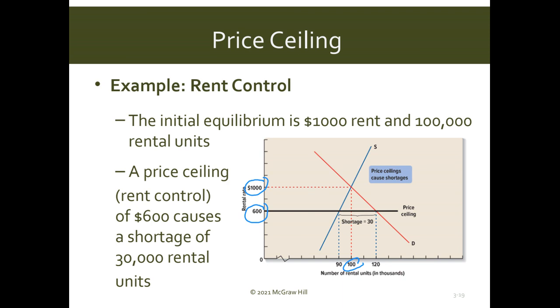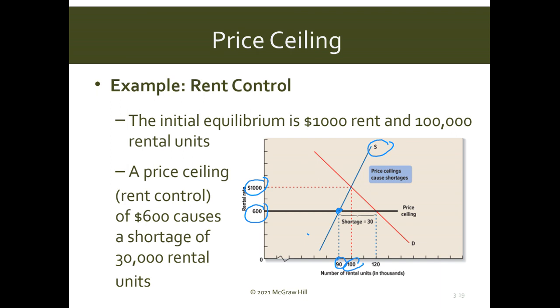According to the landlords, they are the suppliers of those rental units. According to their supply curve, when the rent is 600, only 90 apartments are available for rent because the rent is very low. These landlords are not willing to rent their apartments at this low rent, but this is fixed by the government, so they can't do anything.